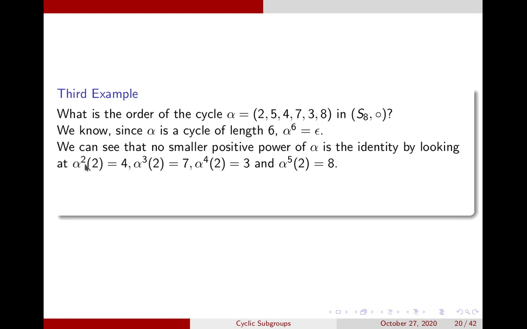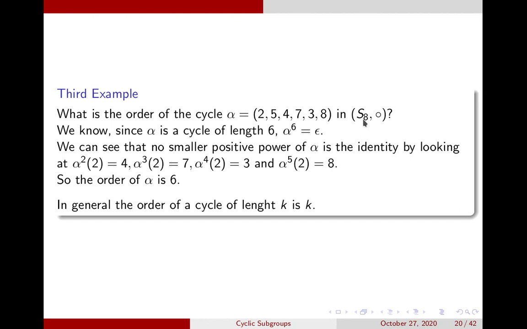So none of the smaller integer powers of alpha give you the identity. 6 is the smallest, so the order of alpha in the group S sub 8 is 6. And in general, the order of a cycle of length k is k. Not too surprising a fact.